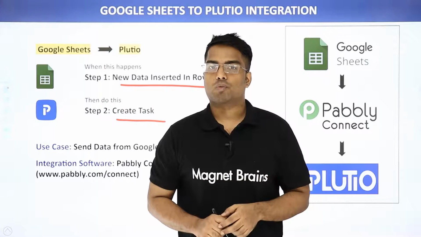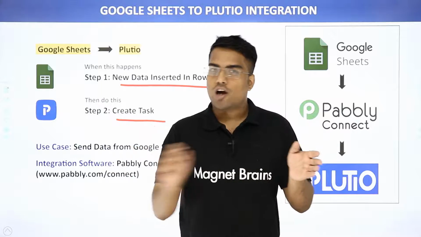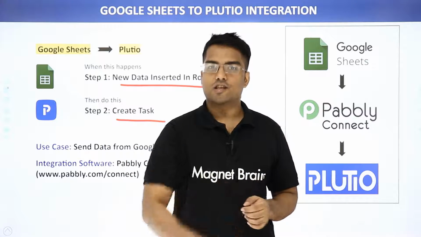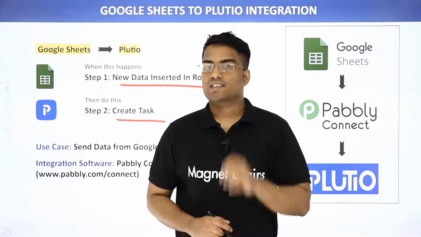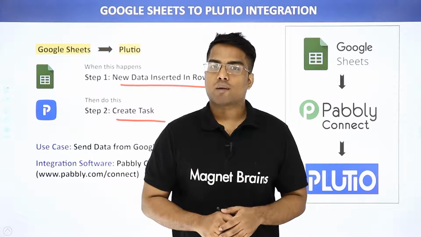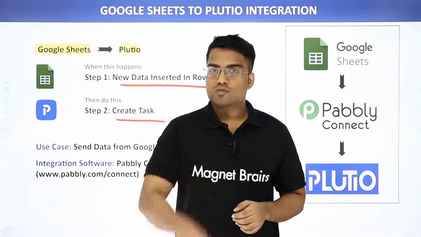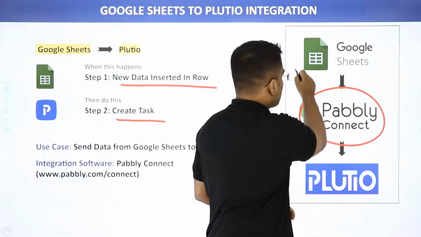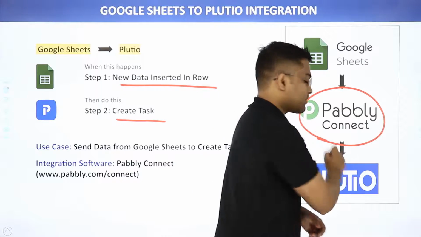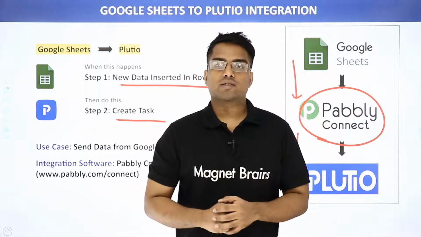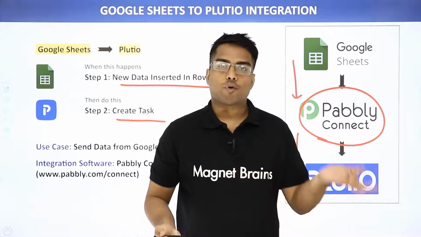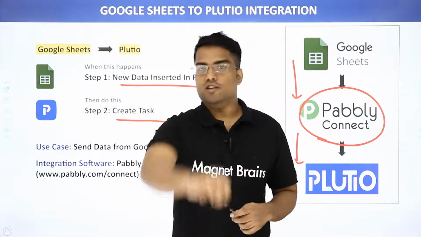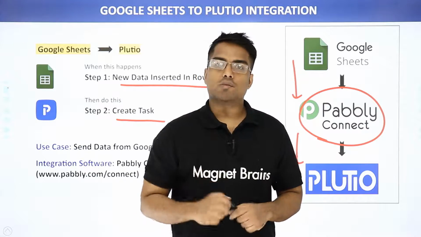But there is one minor problem. Google Sheet and Plutio are two different applications. Hence, there is no data flow between them. In cases like these, we need to bring a third app to connect them both. In this video, we will use Pabbly Connect to integrate Google Sheets and Plutio. And the best part of using Pabbly Connect is, there is no need for coding skills or programming language. It can be done in 2 easy steps. Let me show you on my screen.